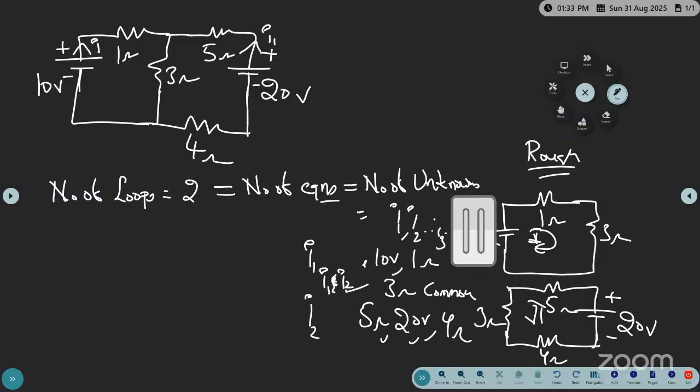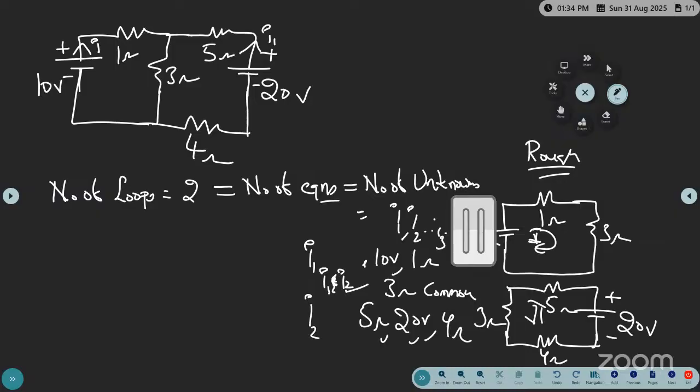Okay, so step 1. Write that down. Did you write that one? Steps to solve the mesh analysis for a given problem. Write below that: Step 1. Identify the number of loops present in a circuit.